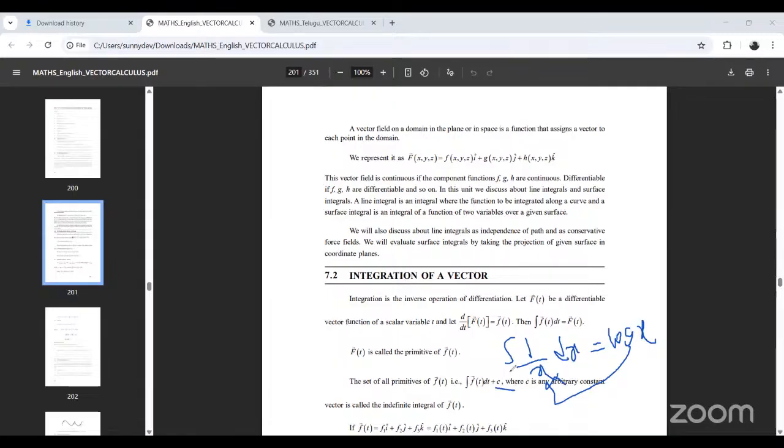So we know how we are taking the constant. C is any arbitrary constant, and that vector is called the indefinite integral of f of t. Okay, so this is the integration of vectors. Here some problems are there.